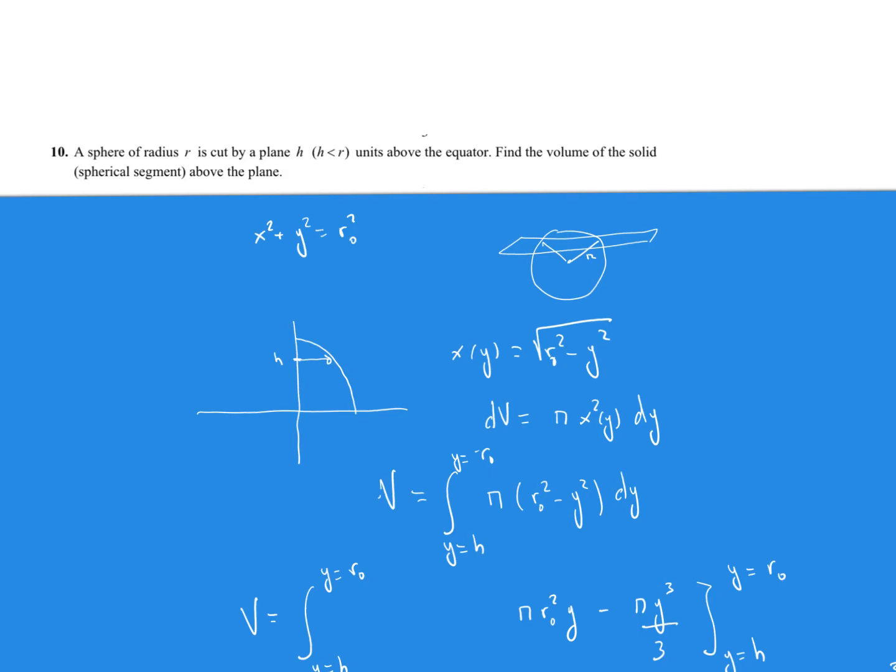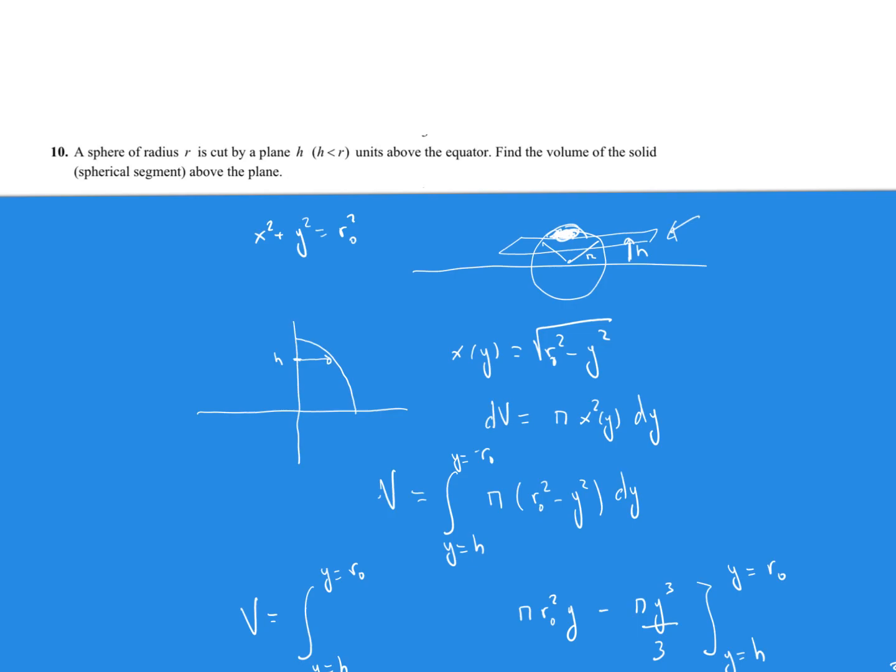Okay, problem number 10 says a sphere of radius r is cut by a plane h. The plane h, less than r, less than the radius, is the plane that cuts the sphere at the height h. So you have a volume here, and the problem is asking you, what is the volume here? If you cut a sphere, what is the volume?